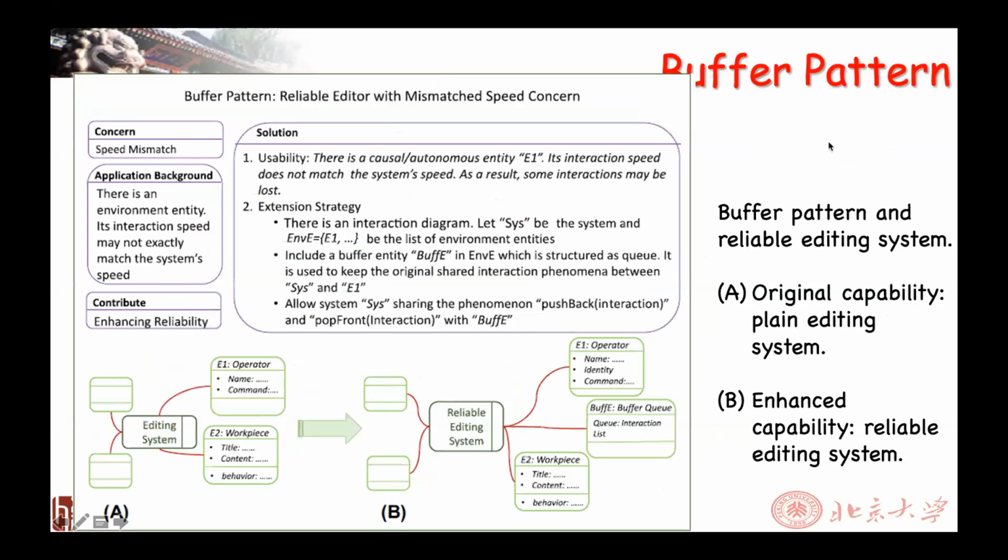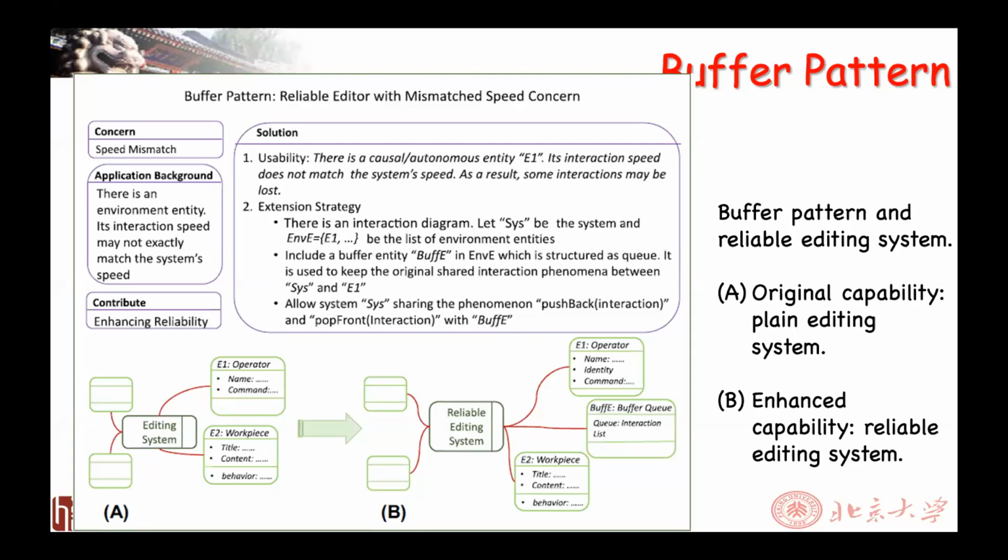Next pattern is a buffer pattern. It wants to solve the problem of the speed mismatch. That is also an important concern for cyber physical systems. For example, the system has a certain performance, and outside the system, the person or other devices or other systems have their own performance, like speed. If these two speeds are not matched, some information exchange may be lost.